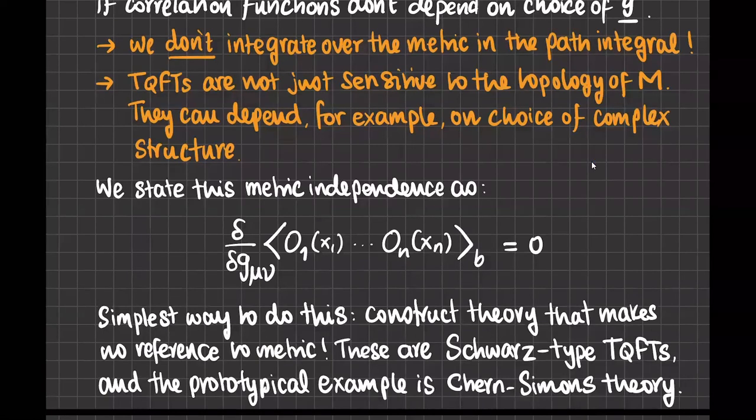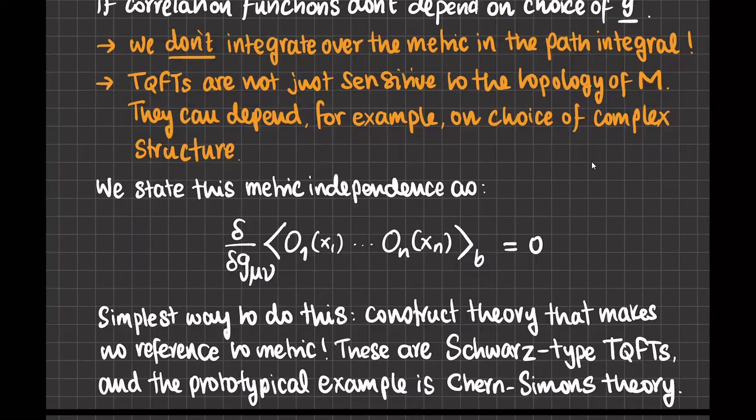The prototypical example of this is what is called a Chern-Simons theory, which I'm sure all of you have heard of. The action for Chern-Simons theory has a gauge field A, and looks like A dA plus 2/3 A cubed. This Lagrangian density does not require a metric to define. You just need differential forms on this manifold.